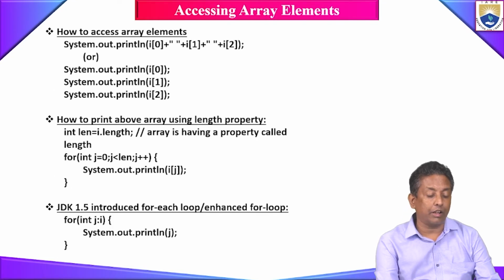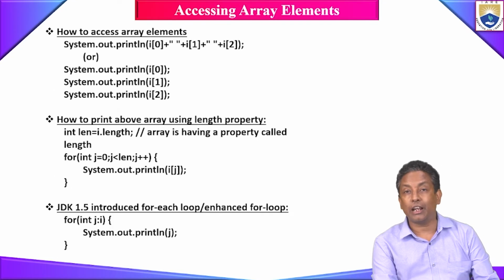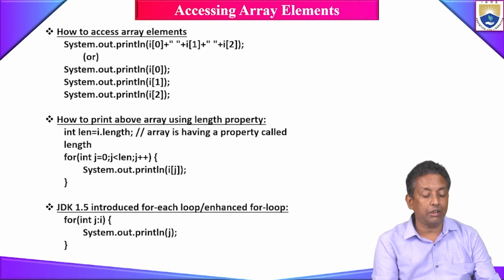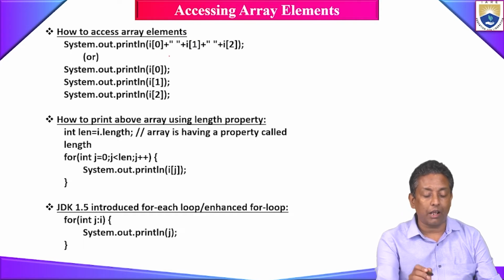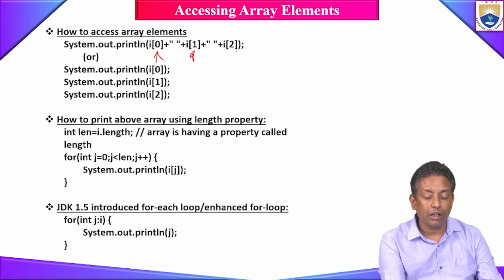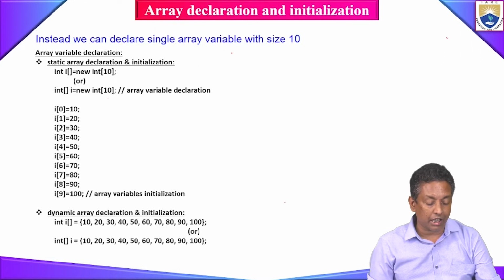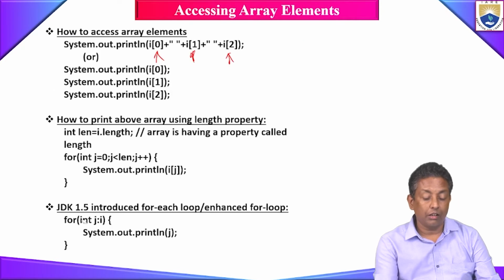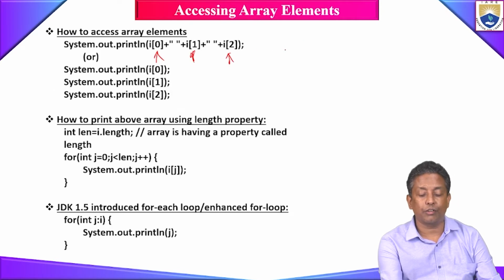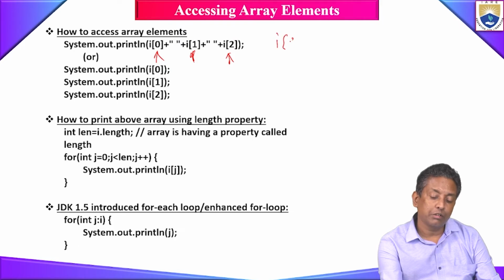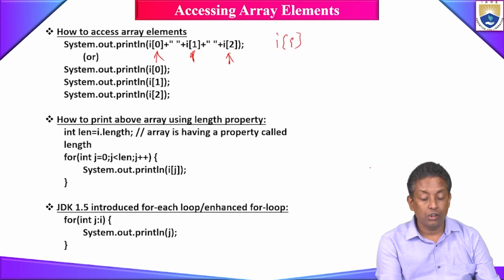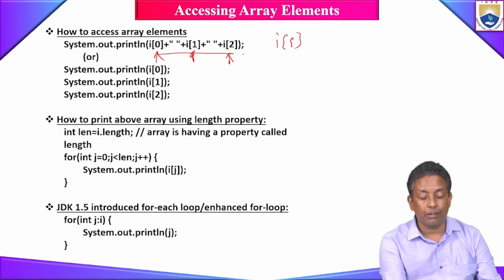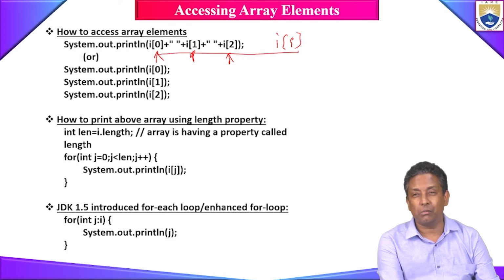In the next slide, we are going to see how to access those array elements. System.out.println, and I'm directly printing I of 0, I of 1, I of 2. I is an array variable, and in the square brackets we write the index number 0, 1, 2, 3, 4, 5, 6, up to how much? I of 9 we can write. So I of 0 to I of 9, altogether 10 elements can be accessed.